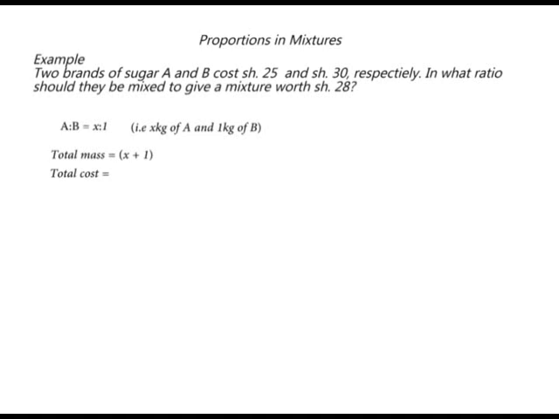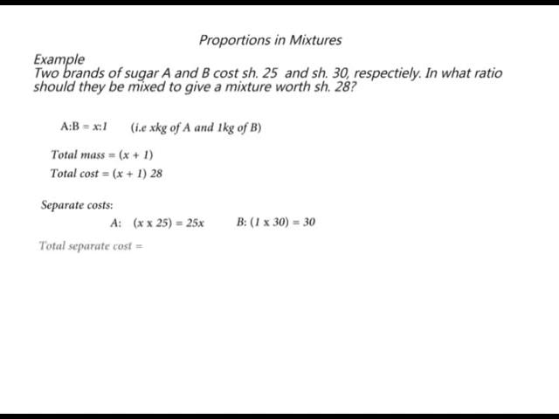Cost of the mixture is 28 shillings per kilogram, and so we shall have x plus 1 times 28. Separate costs. Brand A costs 25 shillings per kilogram. In the mixture we have x kilograms of brand A, and so we shall have x times 25, that is 25x shillings. B costs 30 shillings per kilogram, and in the mixture we have 1 kilogram of B according to our ratio, and so we shall have 1 times 30, which gives us 30.